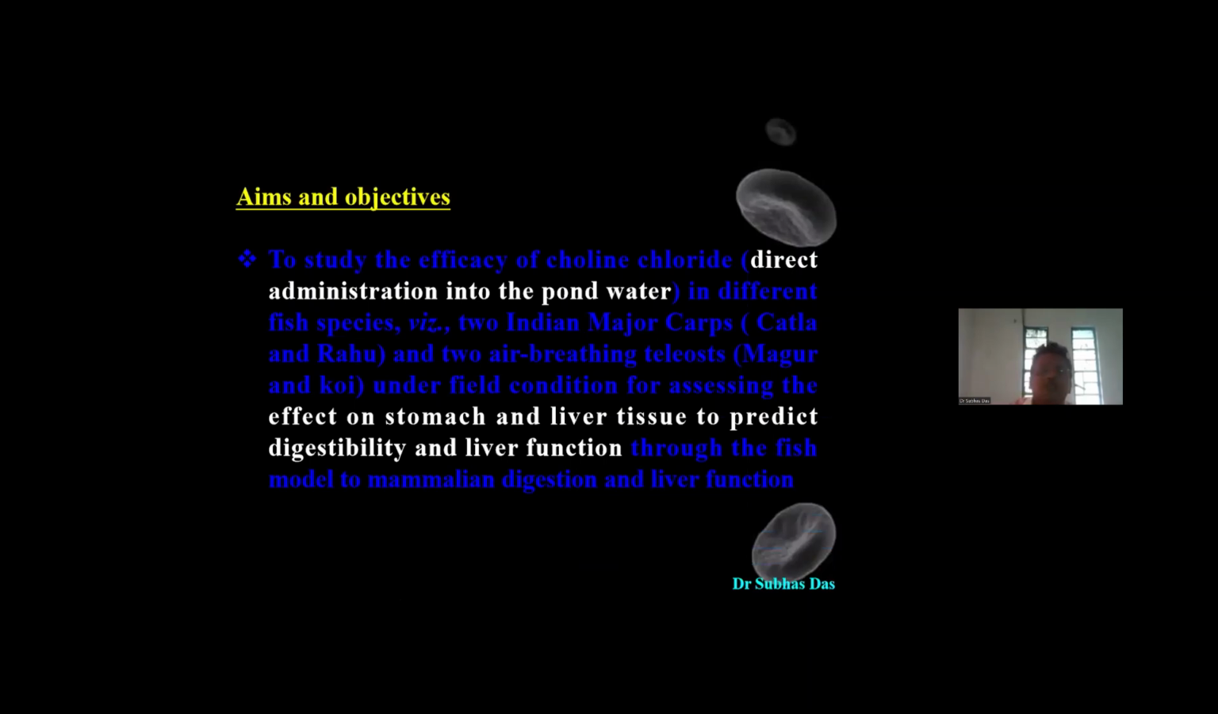So what is the aim and objective of this study? Direct administration into the pond water, to assess the effect on the stomach and the liver tissue, to predict the digestibility and liver functions through the fish model.